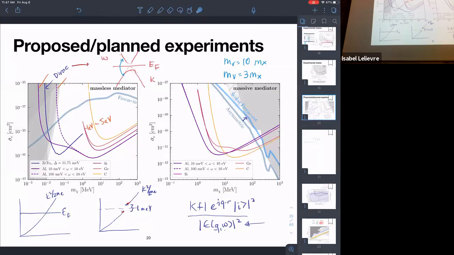Since maybe we have time, could you describe a little bit more about why the gravitino doesn't work with these direct detection skills? Oh, just for the gravitino, all the interactions would be like G Newton. Oh, okay. Got it. Yeah, that makes sense. Thank you.